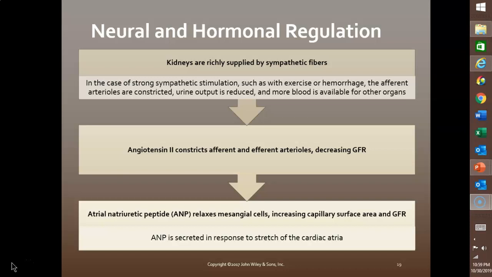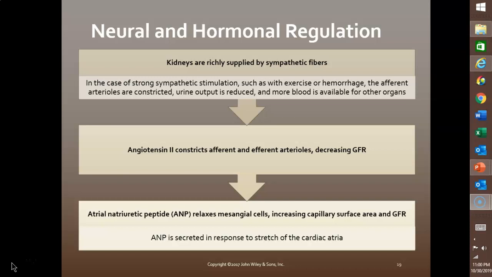But when there's greater sympathetic activity and the sympathetic nervous system is stimulated more, such as when you're exercising or if you have a hemorrhage, then vasoconstriction of the arterioles is going to predominate rather than the normal vasoconstriction and vasodilation regulated by renal autoregulation. So when the need is there, the sympathetic nervous system is stimulated more, and vasoconstriction of those afferent arterioles happens. This results in the blood flow into the capillaries of the glomerulus being decreased, and that drops glomerular filtration rate.